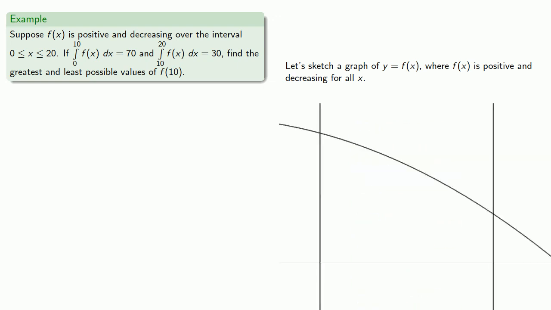And again, if it's not written down, it didn't happen, so let's label. So this first integral from 0 to 10, well, that's the area under the graph over the interval 0 to 10. We know that's 70. Let's go ahead and draw that area in and label.